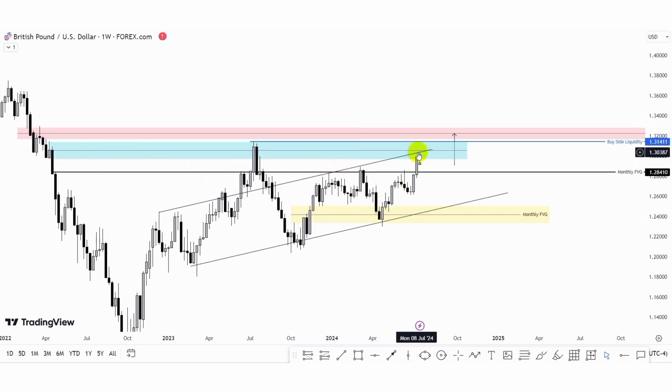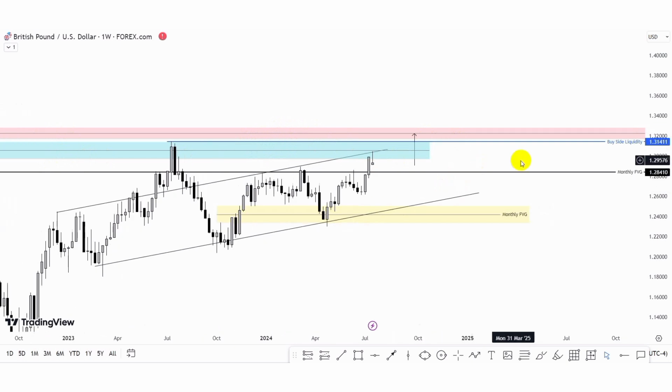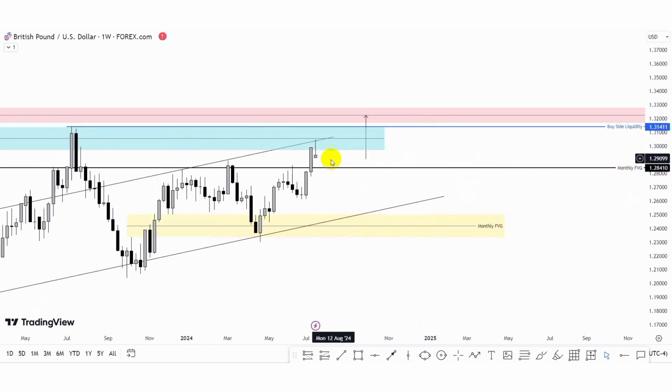Now price faced resistance. So price could not really push to the upside to break through this channel and through this order block to take out this buy side liquidity and mitigate this monthly fair value gap. So that is what happened in the GBPUSD. We didn't really experience the bullish move we were anticipating in the GBPUSD pair.